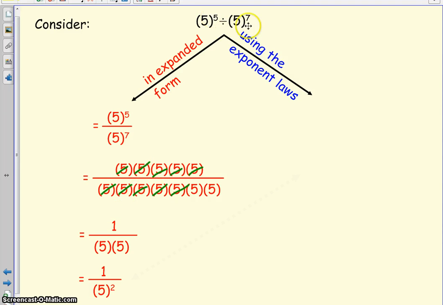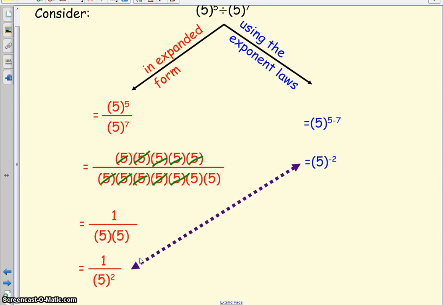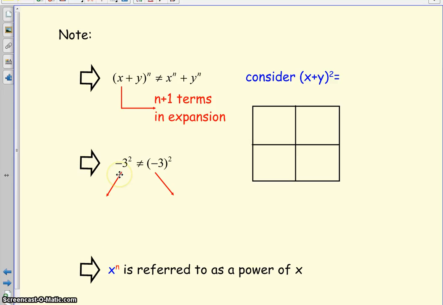Using our division rule, we subtract the exponents, so it's going to be 5 to the exponent of 5 minus 7, which is 5 to the negative 2. So 5 to the negative 2 and 1 over 5 squared are the exact same thing. Okay, there's another way of illustrating that rule. Okay, so some other things to look at.